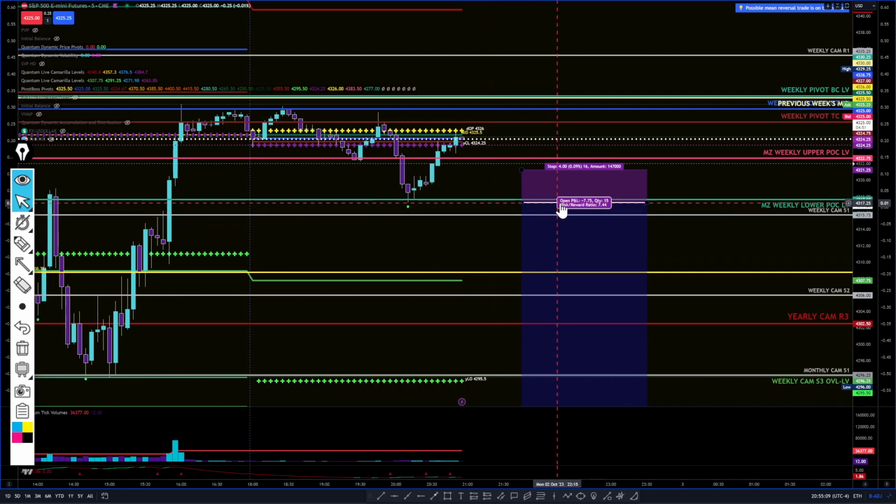I'm looking at this as a possibility. It depends on if we push down maybe to Camarilla S3 right here and get a bounce by 9:30, come back up here, and then we could get an entry to come down to these levels, right? Hold on.